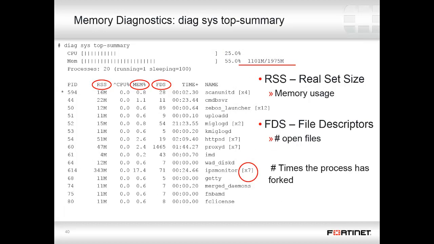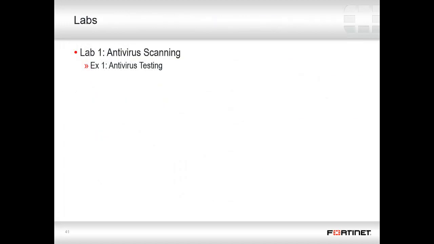Diag sys top summary is a useful command to take a look at the overall memory and CPU. It is similar to the diag sys top command. This command is more suited for looking at memory usage, whereas the top command is better for CPU. Now it's time for the labs. This lab will show you how to set up and test virus scanning on the FortiGate.